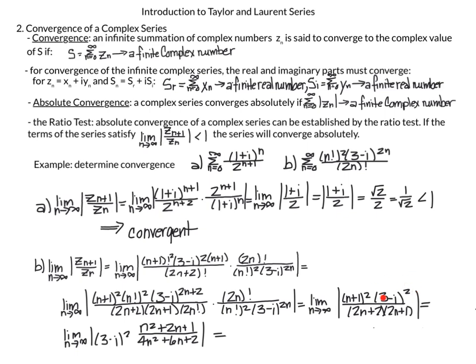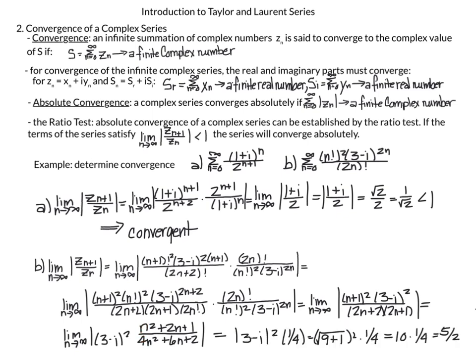I'm going to pull out my (3 minus i) squared since it doesn't depend on n. And then on top, I'm going to have n squared plus 2n plus 1. On the bottom, I'm going to have 4n squared plus 6n plus 2. And remember, I told you when you take the limit as n approaches infinity, you only need to look at the highest powers. If on top the power is higher than on bottom, then it's going to go to infinity. If the power on bottom is higher than on top, then it goes to 0. But here they're equal. The highest power is 2 on both top and bottom. So the limit will be the ratio of their coefficients. So that would be 1/4.